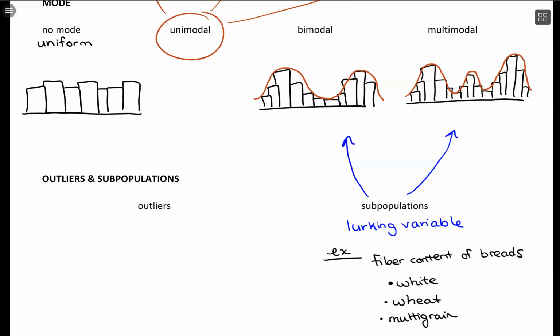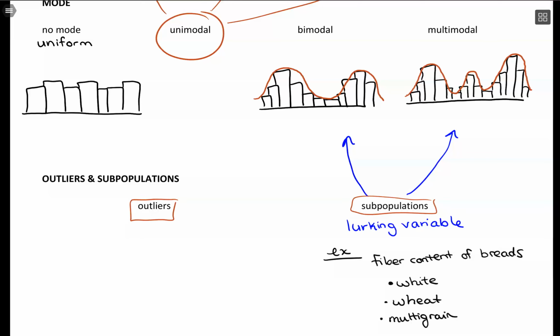And seeing that data all together is important, and seeing how they work. But in terms of moving on to describing center and spread and unusual features, we'd want to separate them. We would want to look at behaviors for just white bread, just wheat bread, just multigrain, instead of all of them together at once. So we want to be careful of subpopulations, because it means we should probably separate up our data by whatever this lurking variable is. So we want to be careful of subpopulations.